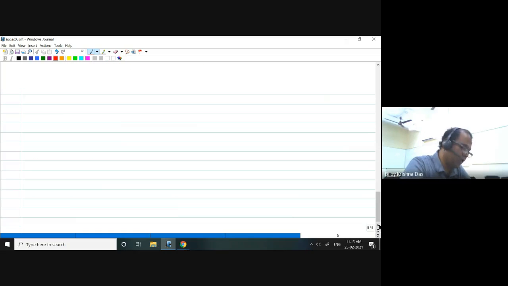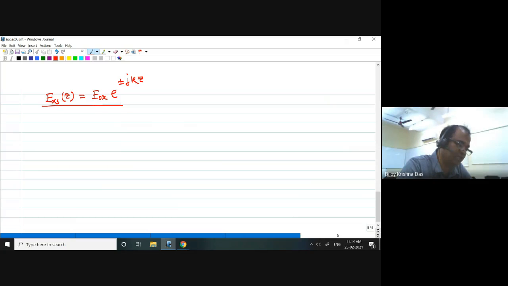So we can assume easily that this Exs, that is the space dependent part, obviously it will be a function of z, and a second order derivative is there. We can easily write this as E0x e to the power plus minus j k z. You see, so k can be plus minus, right? Both solutions are valid. If you insert this in that equation, it will satisfy, where E0x is some constant. You can consider it as an amplitude, right?